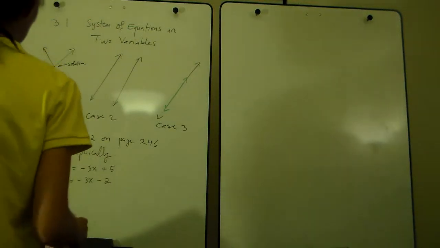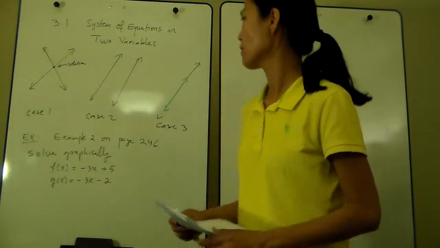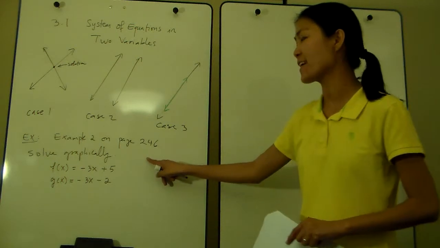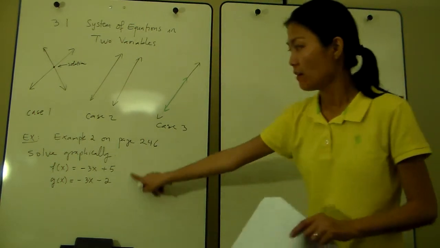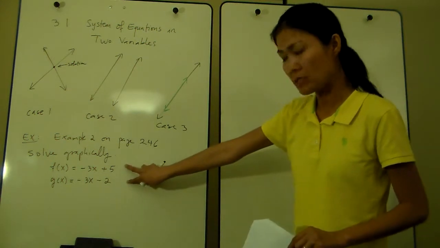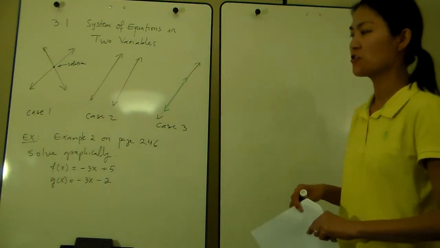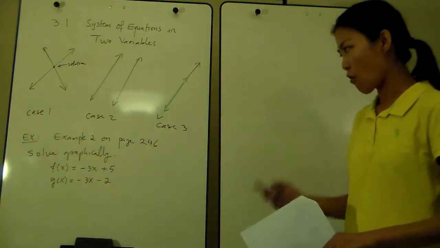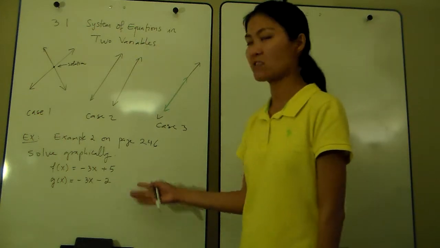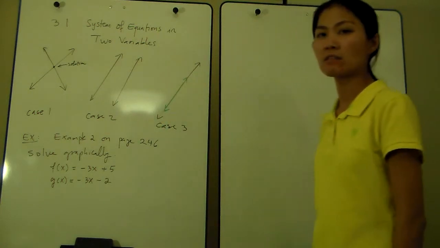Here is another example. You can find the example on page 246, solve graphically. So you're given a system of two equations: f of x equals negative 3x plus 5, g of x equals negative 3x minus 2. Solve. Again, when you solve a system of two equations, these are the three possible cases.